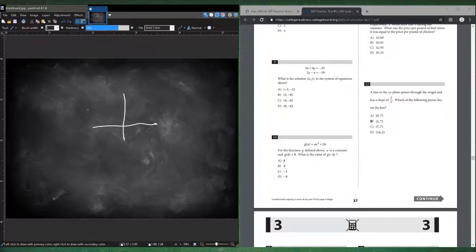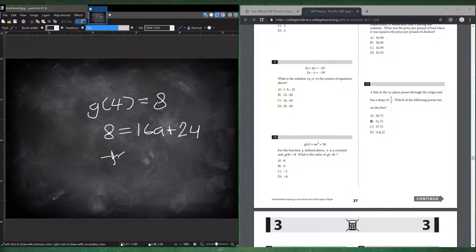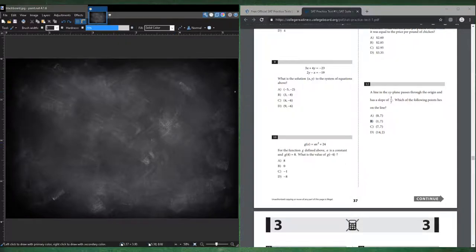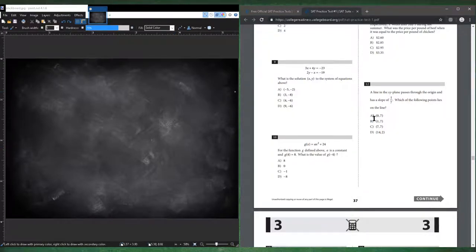A different way you could do this is to just plug the variable in. g of 4 is equal to 8, so 8 is equal to a times 4 squared, which is 16a, plus 24. Subtracting from both sides, negative 16 is equal to 16a, so a is equal to negative 1. If you plug negative 4 back into that, that would be 16 times negative 1, which is negative 16, plus 24, which is equal to 8. So it also gives you the answer 8. But if you use the idea of quadratics, it's a pretty basic question. Either way is a really easy question to solve.